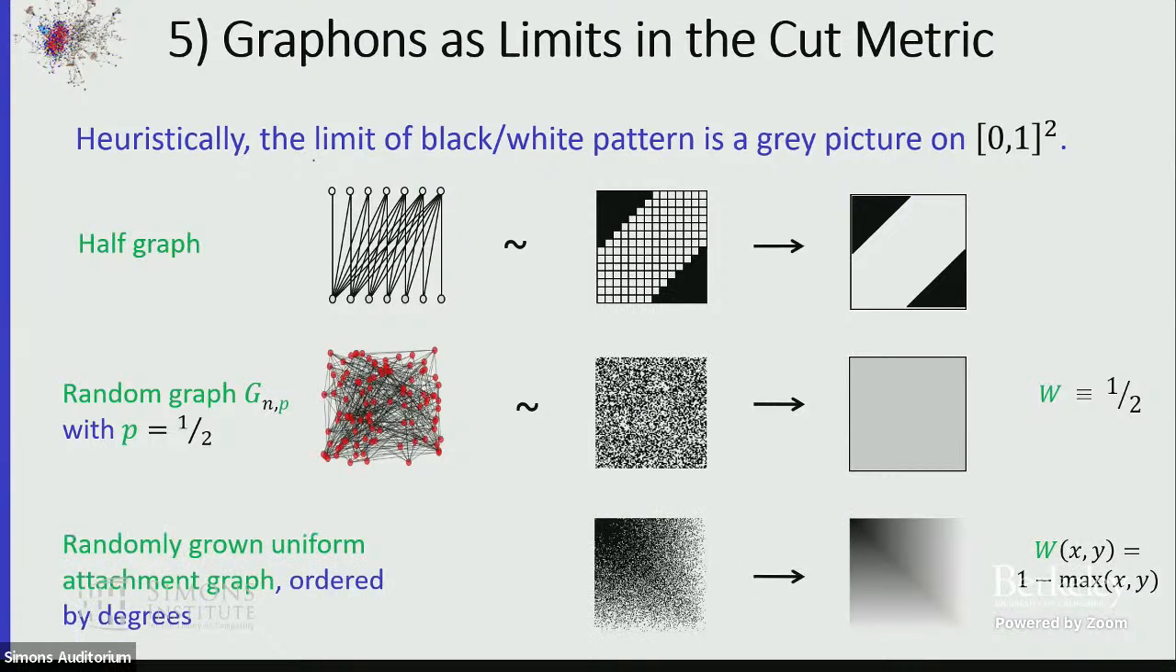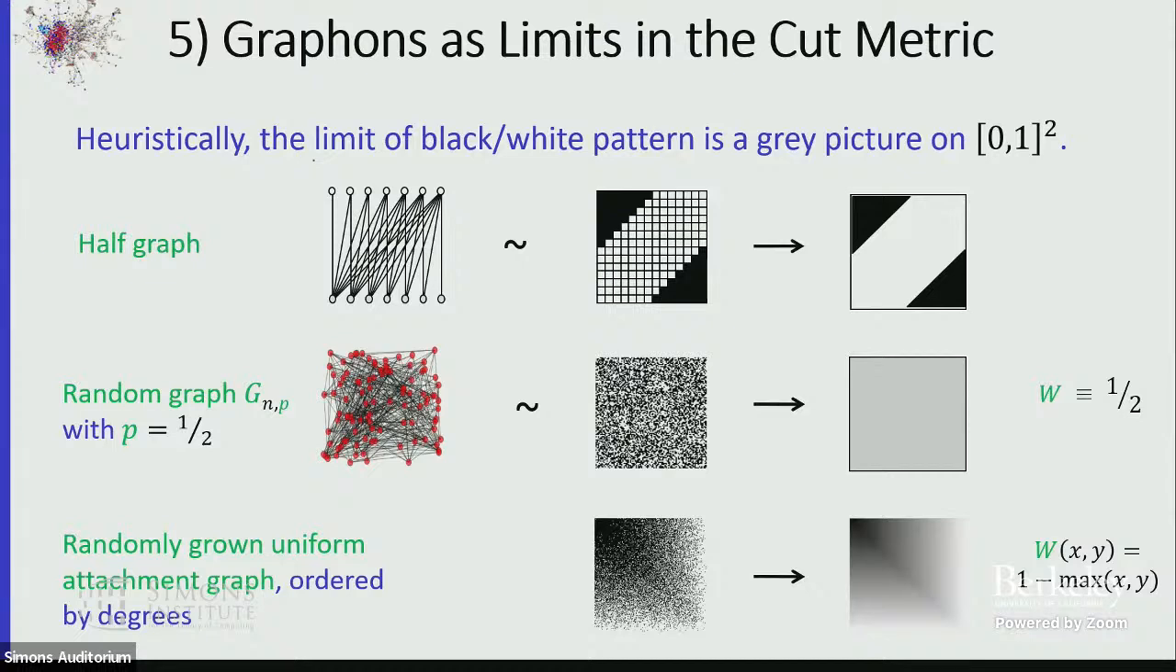Okay, and finally, you can take, for example, a randomly grown uniform attachment graph. So, what is this object? You have already grown the graph up to n vertices. You add a new vertex, and then you uniformly again add edges between vertices which are not yet connected. And you do that over and over again. That generates a dense random graph. It generates a so-called randomly grown uniform attachment graph. There's an analog, a densely grown preferential attachment graph. And you get these black and white pictures, and they clearly converge to that.